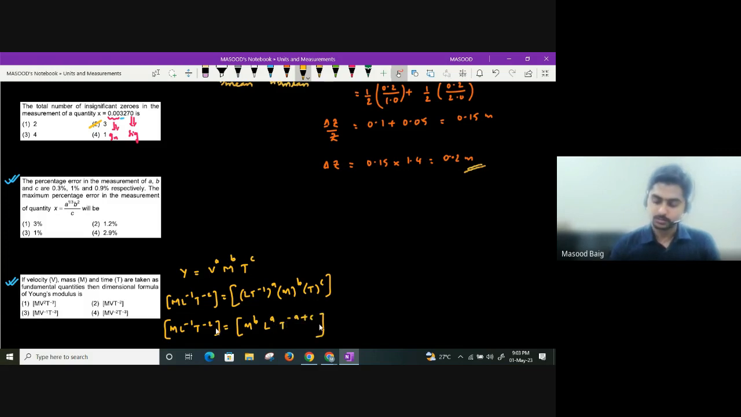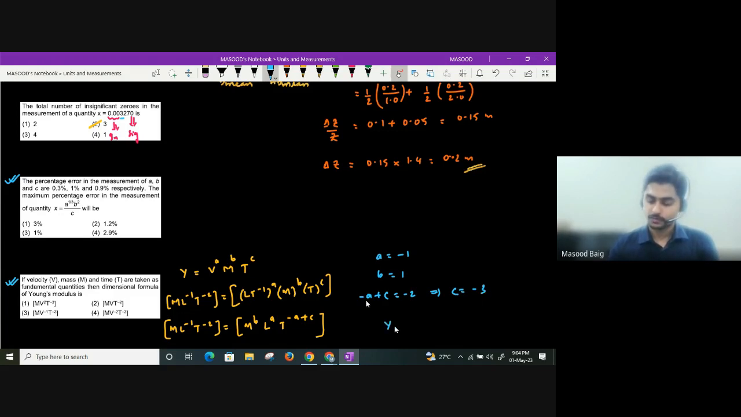So I'll just equate their powers now. A value, I'll get as minus 1. B value, I'll get as 1. Minus A plus C value, I'll get as minus 2. This implies C value: this is minus 1, this is plus 1 again. If I send it to the other side, it will become minus 1.